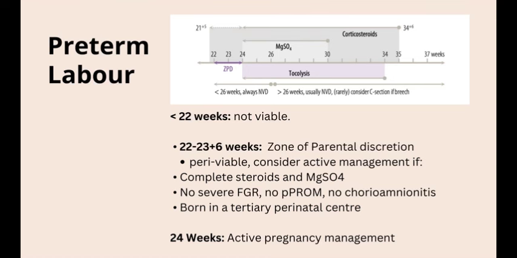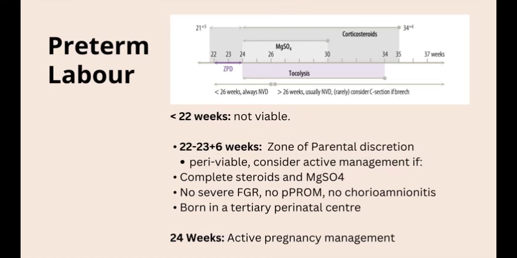And also the criteria here is that there's no severe fetal growth restriction, no PPROM, no chorioamnionitis, and also usually there's a requirement to be born in a perinatal center or to arrange to be transported to an area where that support is. And then after 24 weeks, it's active pregnancy management.